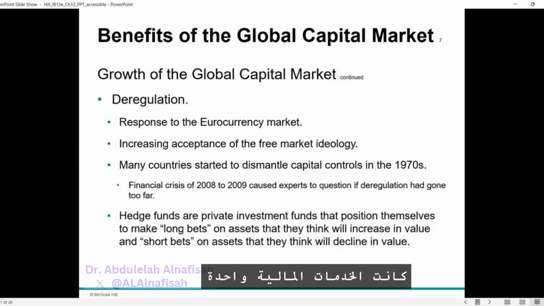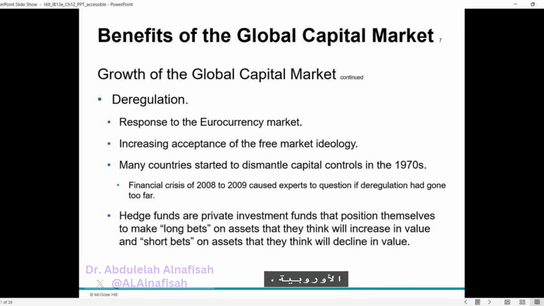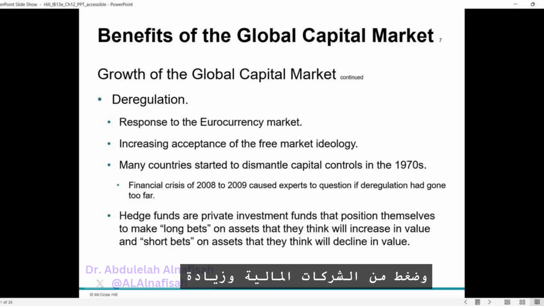Historically, financial services have been one of the most heavily regulated industries, with governments limiting foreign market access, segmenting domestic markets, and restricting both inward and outward capital flows. Examples include the U.S., prohibiting overlaps between commercial and investment banking, and strict capital controls in the UK during the 1970s. However, starting in the 1980s, deregulation became a global trend, driven by the rise of the euro currency market, pressure from financial firms, and increasing acceptance of free market ideologies.